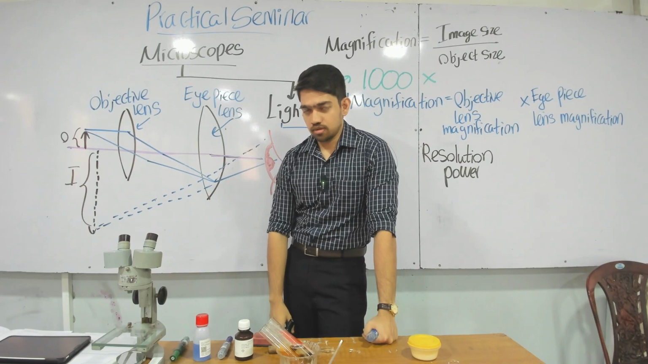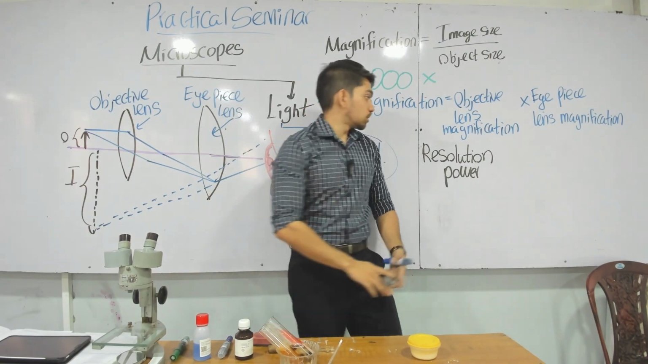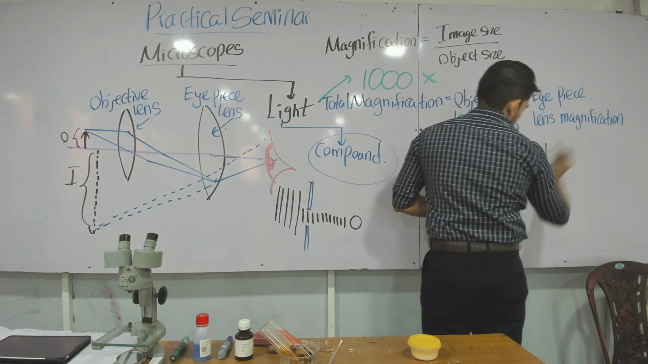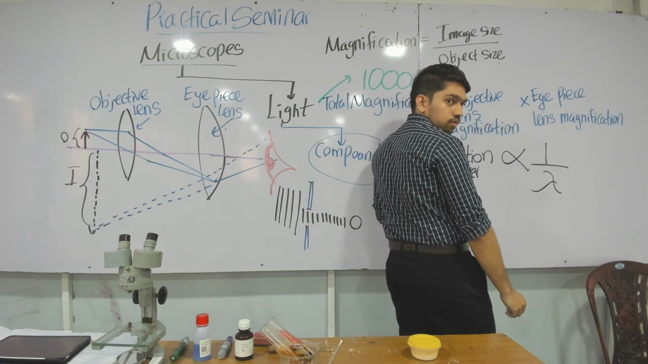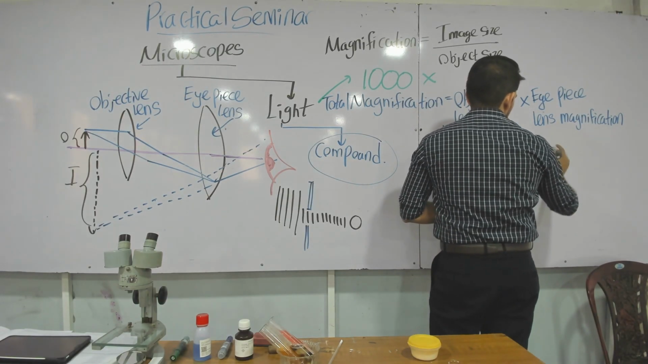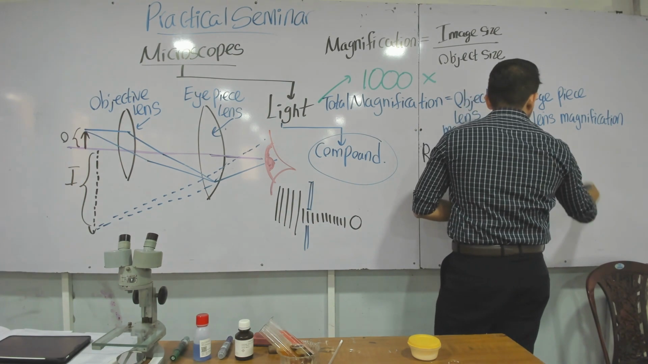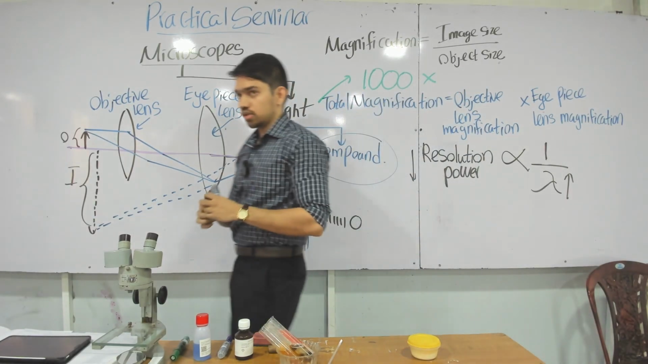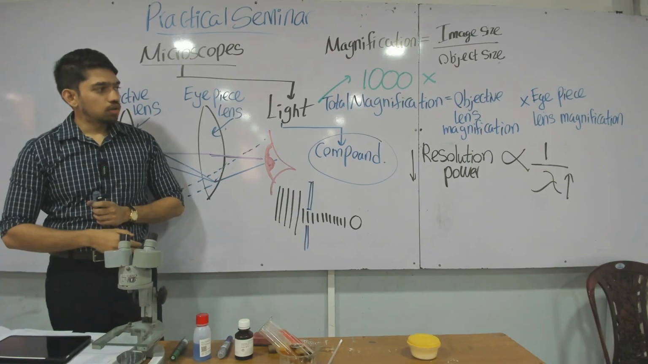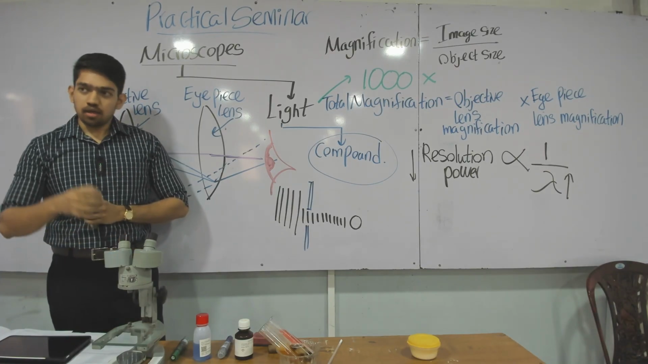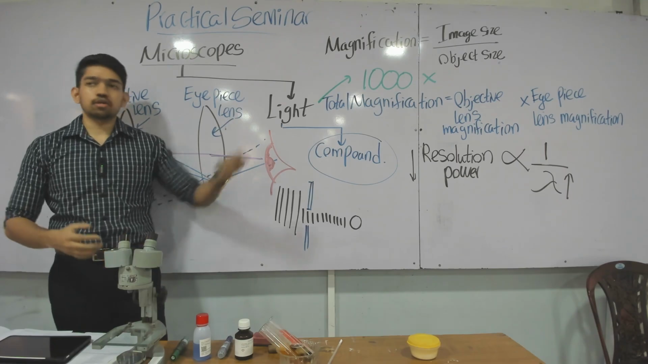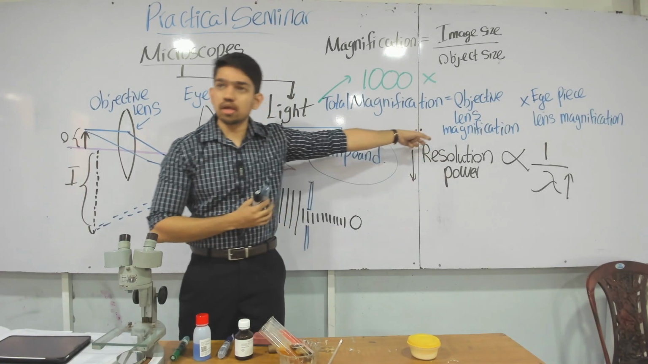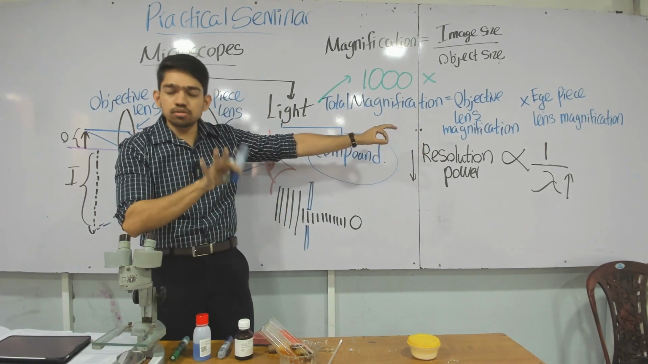That's why we say resolution power is inversely proportional to lambda, the wavelength. When wavelength increases, resolution power goes down. To be honest, that's the exact reason why scientists had to discover and use electron microscopes, because electrons have a much smaller wavelength than light. So you can keep on magnifying using electrons.